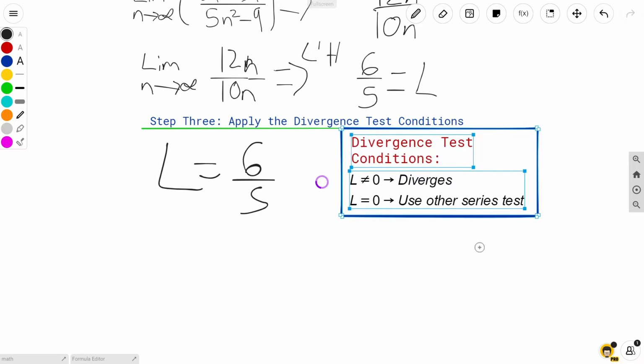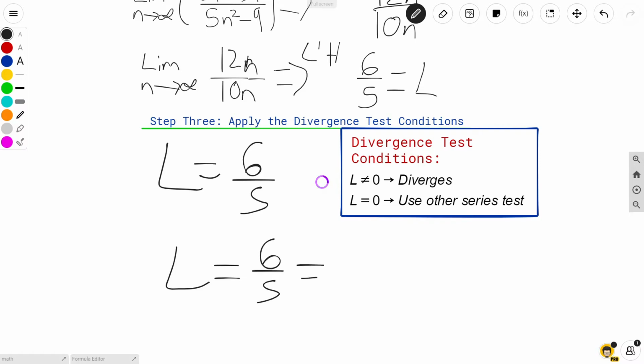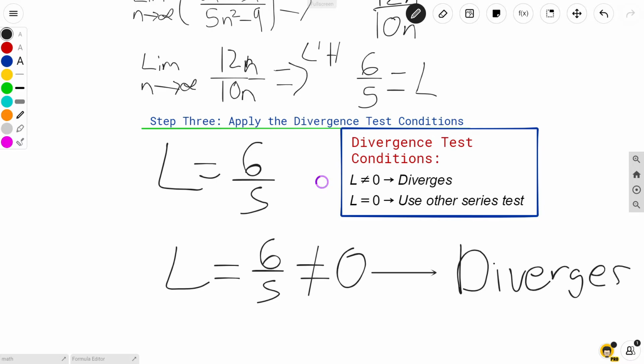All right, here. Since L does not equal 0, then we can confirm that this series diverges. So basically, all we need to look for is what our L equals. In this case, L is equal to 6/5, which is not equal to 0, and that's honestly all we needed. Since this is not equal to 0, we can say that this series diverges. And that's how you apply the divergence test.